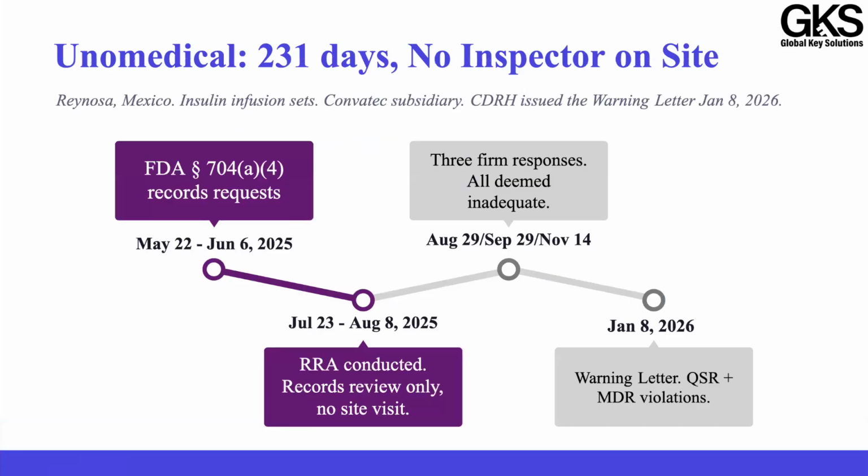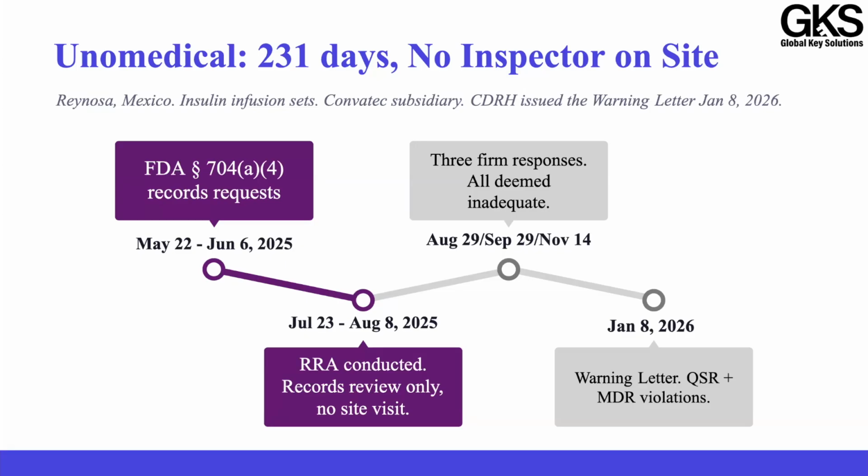Going into the Unimedical warning letter, it seems like it was about 231 days, which is a very long time for an RRA. Like Dan said, the FDA wants to see that what you're doing is good, and the fact that you didn't do well on an RRA is telling.